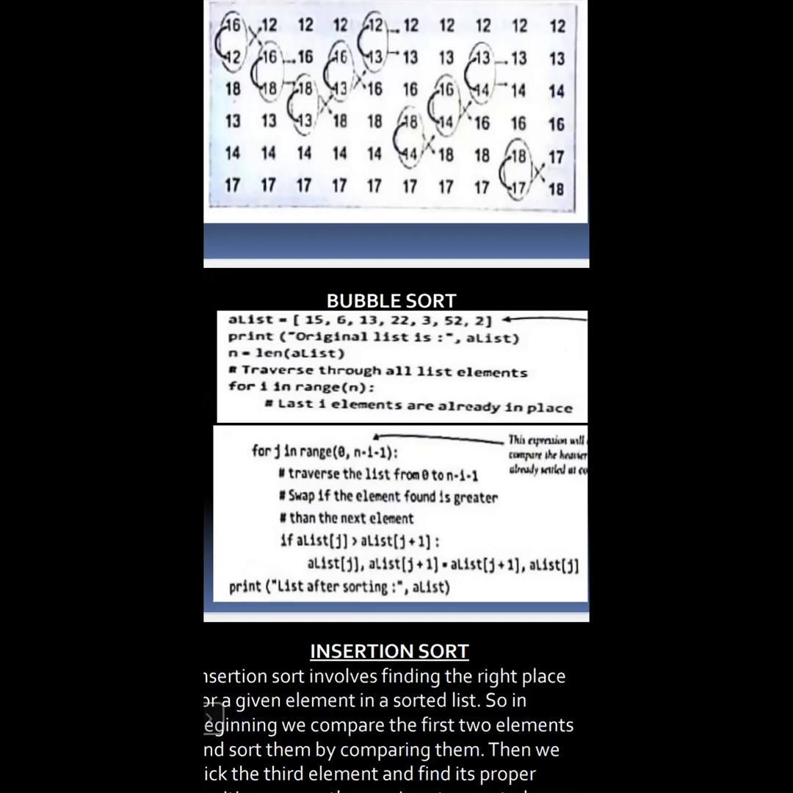So totally 5 rounds or 6 rounds. The rounds depend on the elements present in the list. For example, if the list contains 6 elements, the loop will be executed 5 times, or the algorithm will be executed 5 times. That is the concept of bubble sort. Do you have any doubt in bubble sort? No, sir.